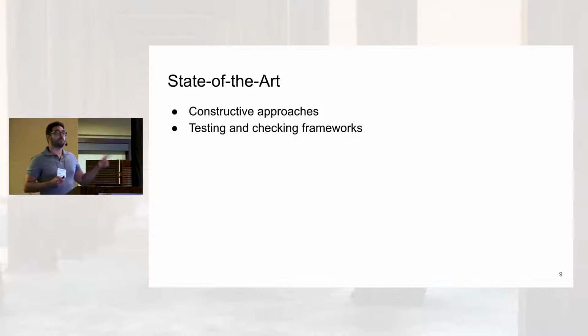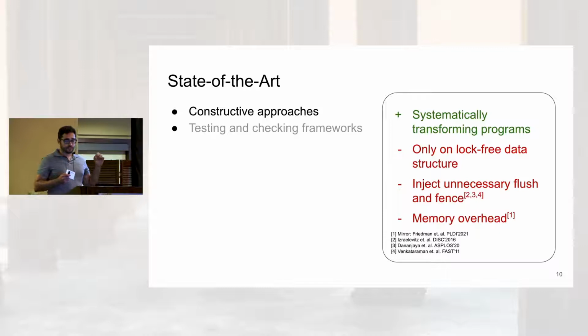Researchers have taken 2 primary approaches to improve the reliability of persistent memory programs. First, there is a rich body of work on constructive approaches that systematically transform a program to use persistent memory. But these approaches only work for lock-free programs, and they may inject unnecessary flush and fence instructions. Also, some of them incur large memory overhead.